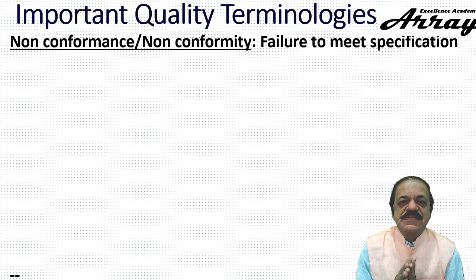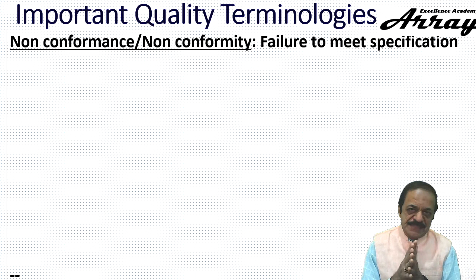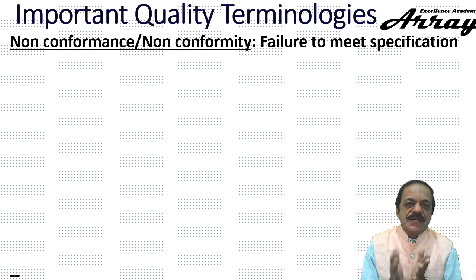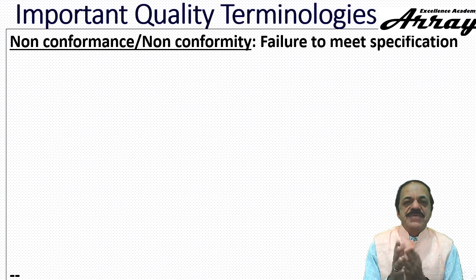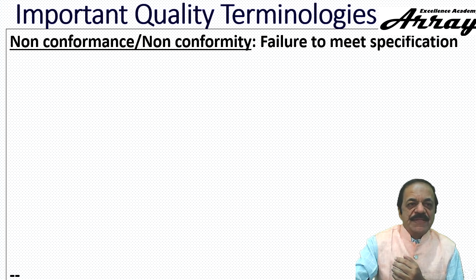If that parameter, say length, is a critical requirement or a key characteristic, then we have to reject or if possible do the rework. If it is not a general parameter, then there is no need to rework. You can go for a deviation also. Not advisable but manageable. So failure to meet specification is called as non-conformance or non-conformity.